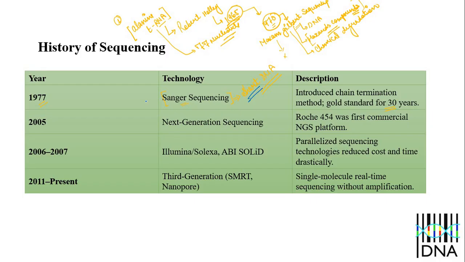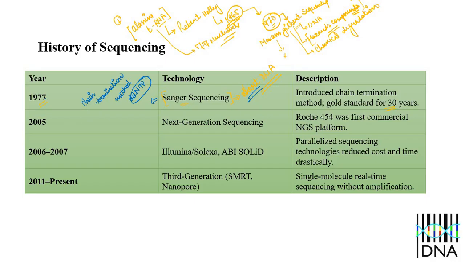Sanger sequencing is also known as the chain termination method. Here we use dideoxynucleotide triphosphates to terminate the chain. That's why this sequencing method is known as the chain termination method.